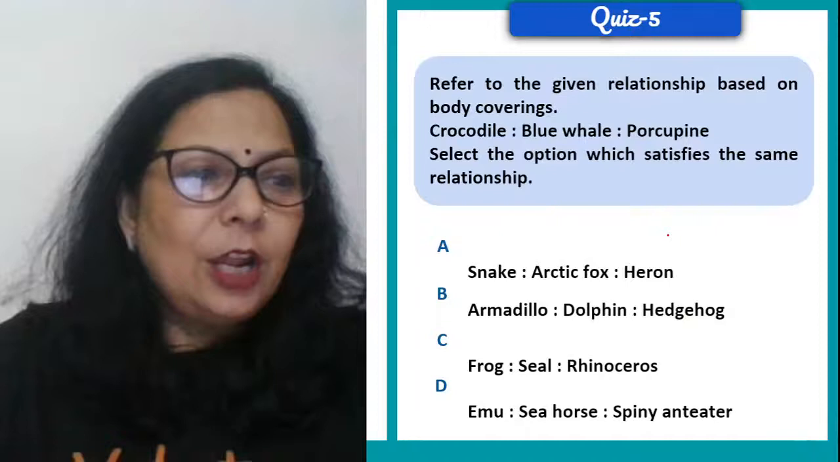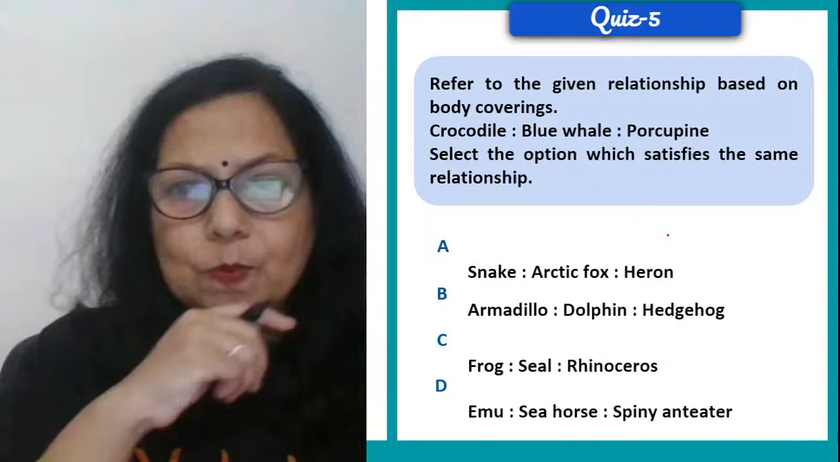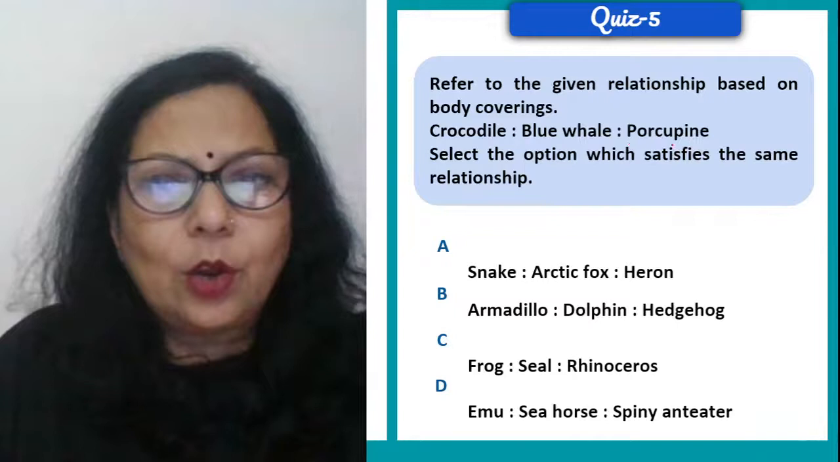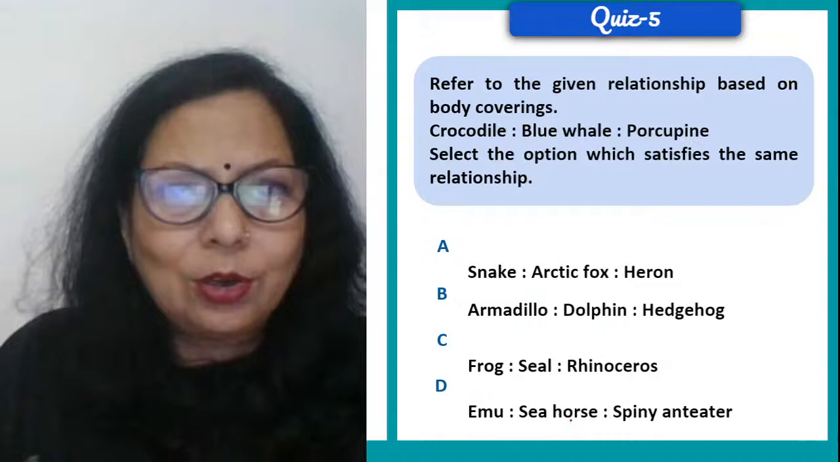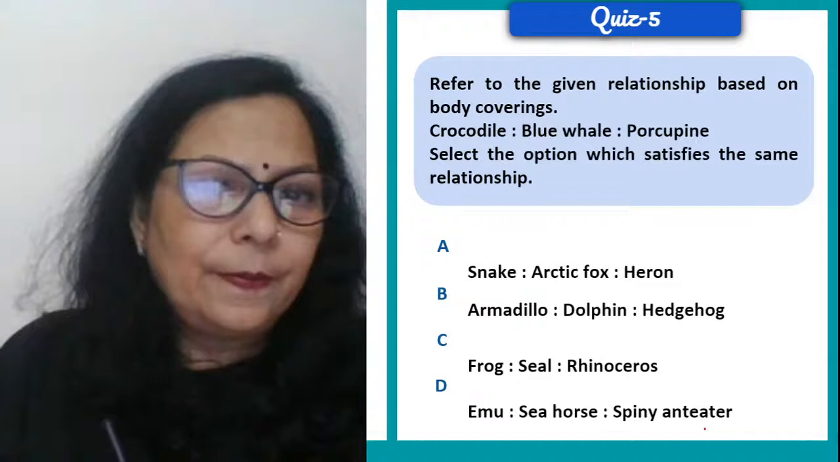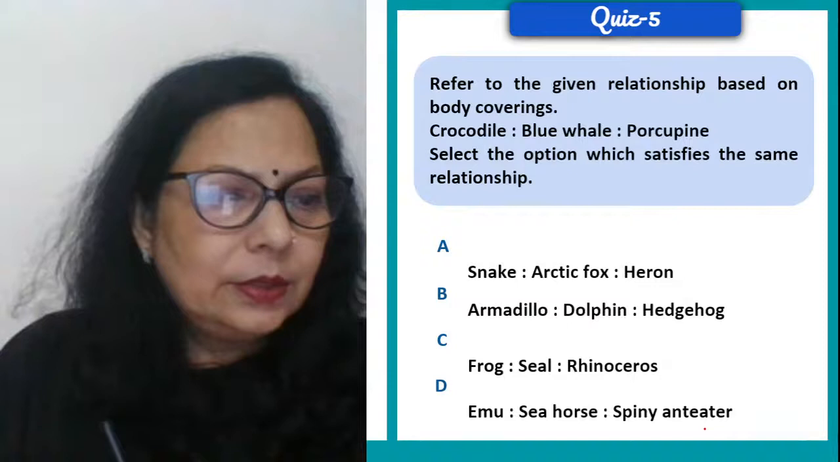Right. Now, next question. Refer to the given relationship based on the body covering. See, crocodile has covering of what? Blue whale has covering of what? Porcupine has what? Similar to crocodile is snake, armadillo, frog or emu. Similar to blue whale is arctic fox, dolphin, seal or seahorse. Porcupine is similar to heron, hedgehog, rhinoceros, spiny anteater. Which one will be your answer? Come on. Your answer.